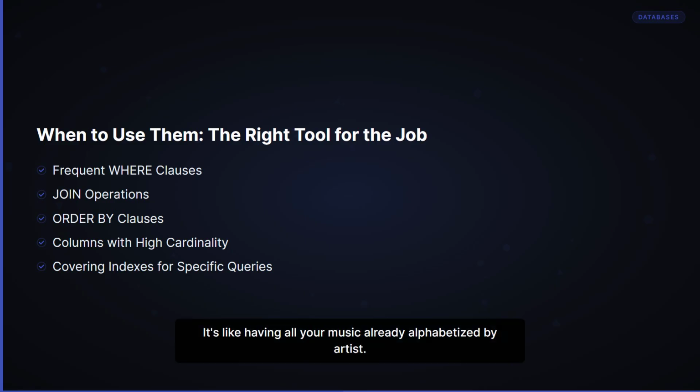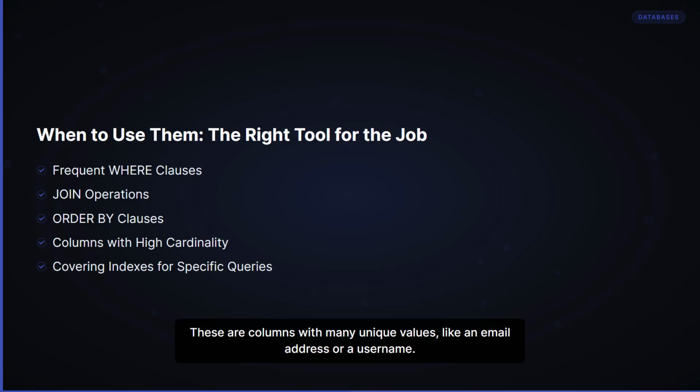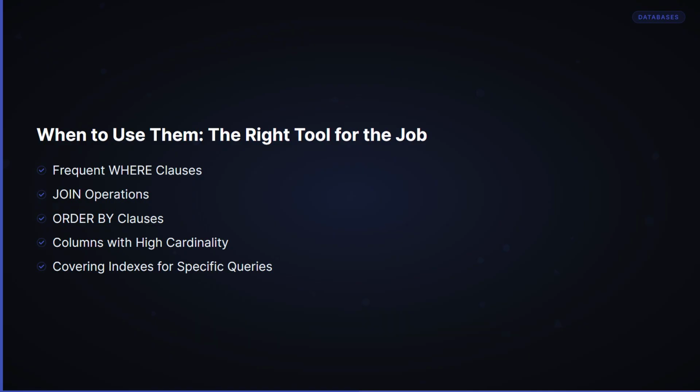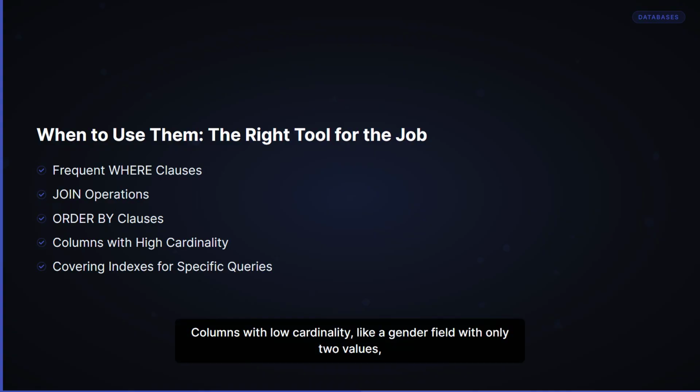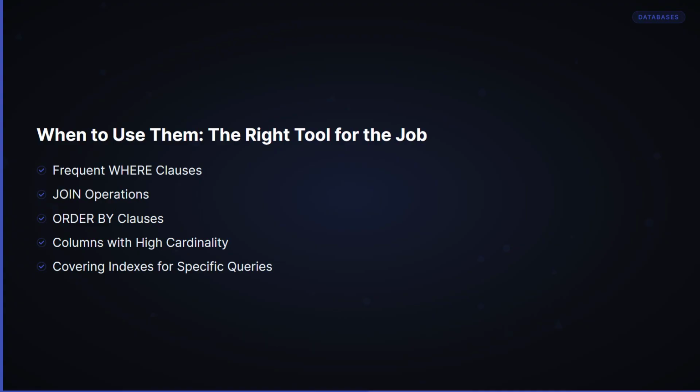It's like having all your music already alphabetized by artist. Finally, consider high cardinality columns. These are columns with many unique values, like an email address or a username. Indexing these makes sense because the index can quickly narrow down the search space. Columns with low cardinality, like a gender field with only 2 values, usually don't benefit as much from indexing because the database might still end up scanning a large portion of the data.